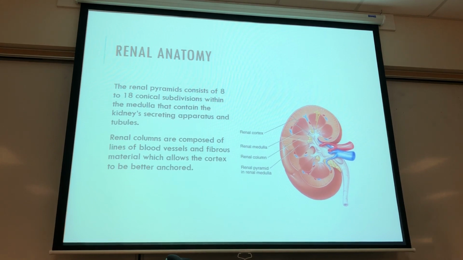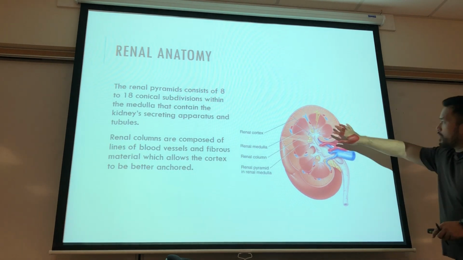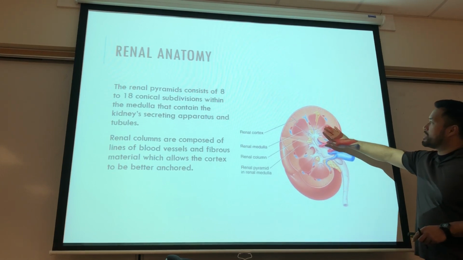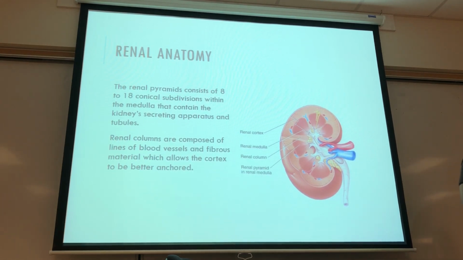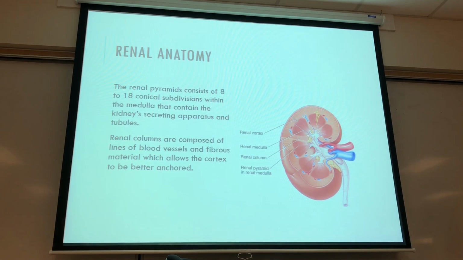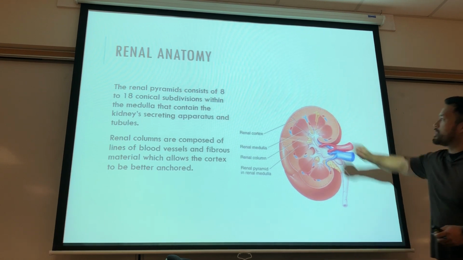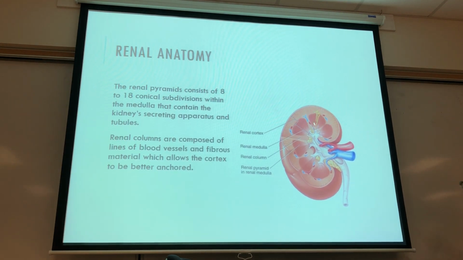So within the renal medulla, you'll be able to see different functional areas, and you'll see different pyramids. These pyramids are in the shape of cones, and they contain the apparatus involved in the formation of urine. And then in between these pyramids, you'll see these columns.